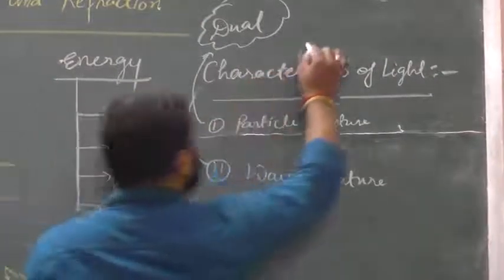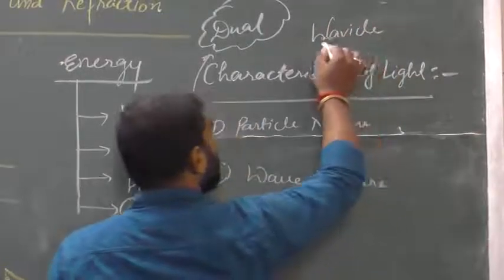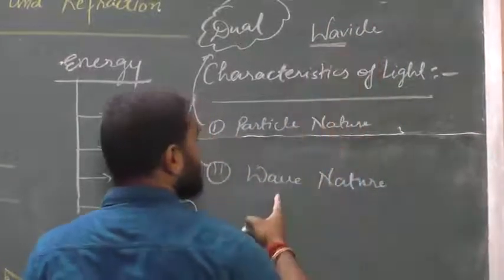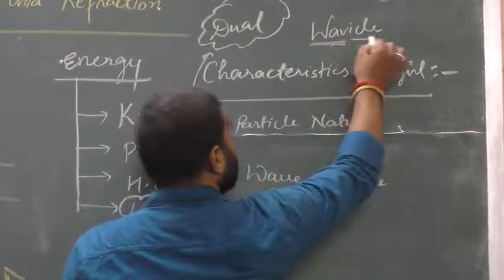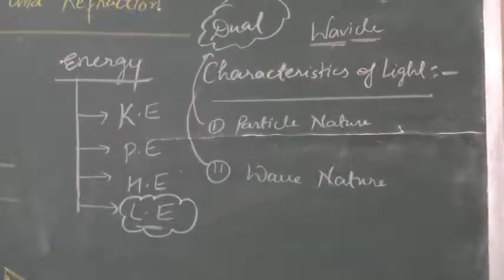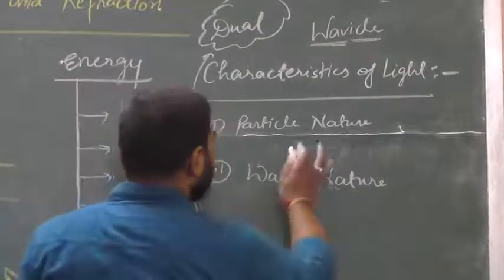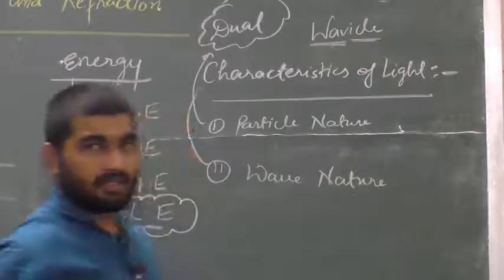Therefore, light is also called wave-particle. Wave means it shows wave nature, and particle means it shows particle nature, which are described in the particle theory and wave theory of light.